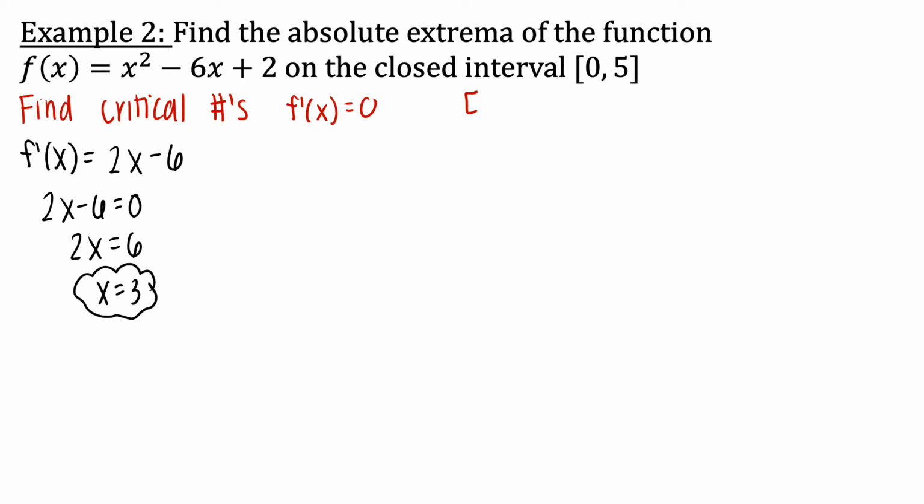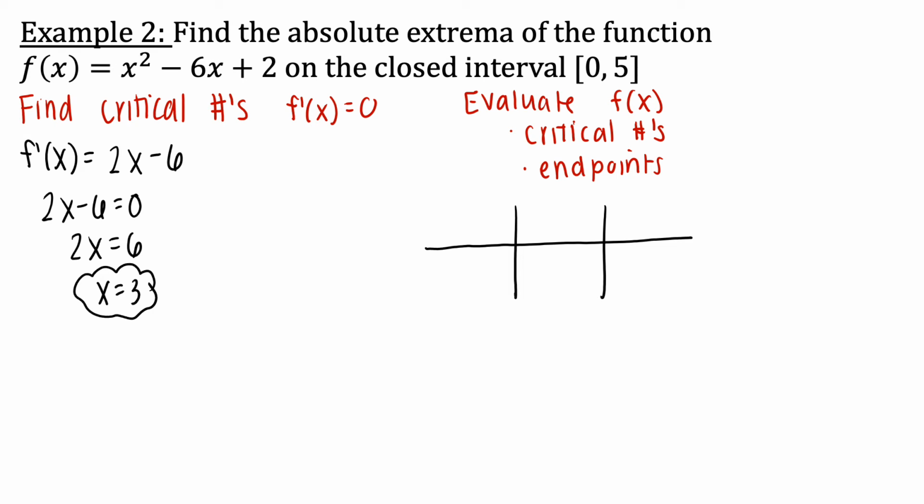So then step 2 is to evaluate our original function at our critical numbers and at our endpoints. So we're going to set up our table. We want to evaluate at our endpoint 0, we want to evaluate at our critical number 3, and we want to evaluate at our endpoint 5. So we have evaluating at critical numbers and endpoints. Remember, we're plugging that into our original function f of x.